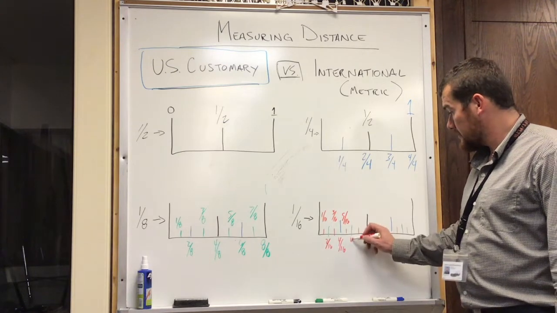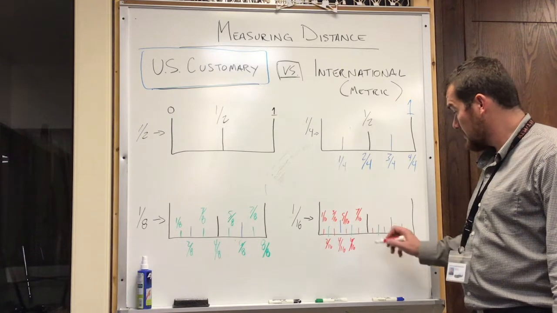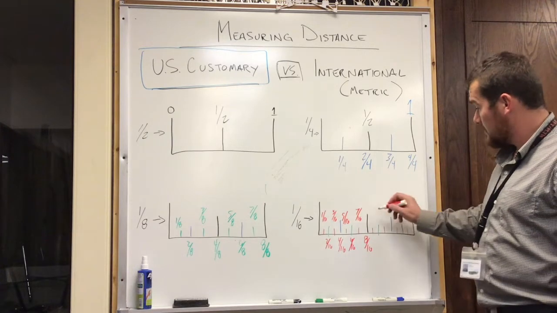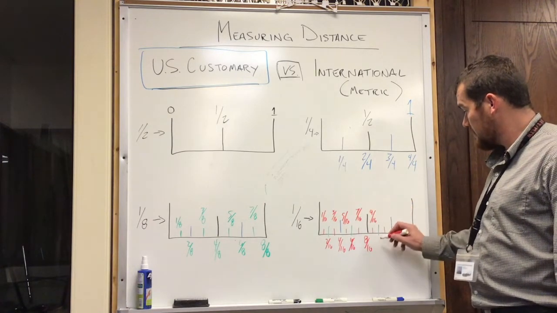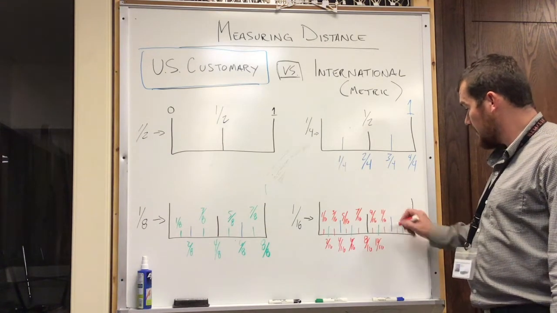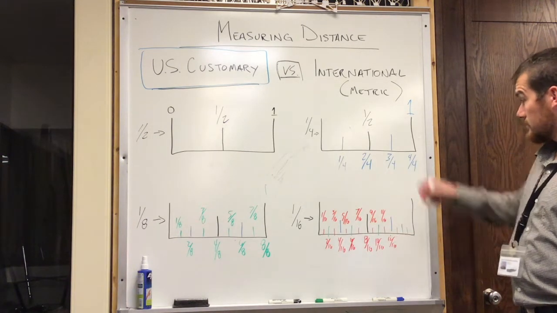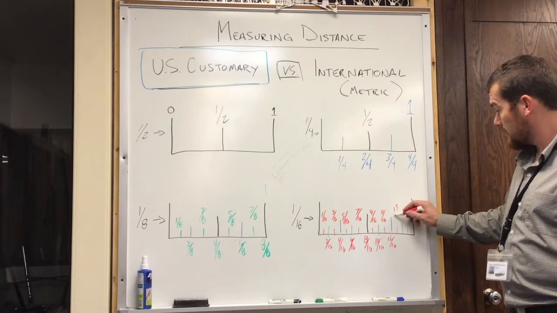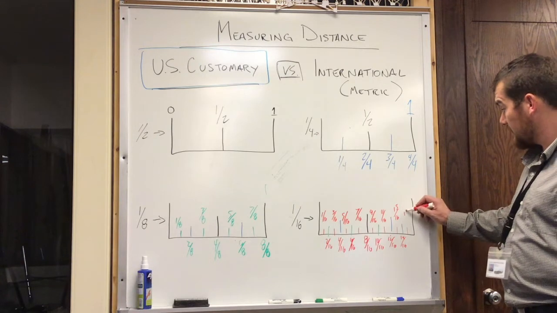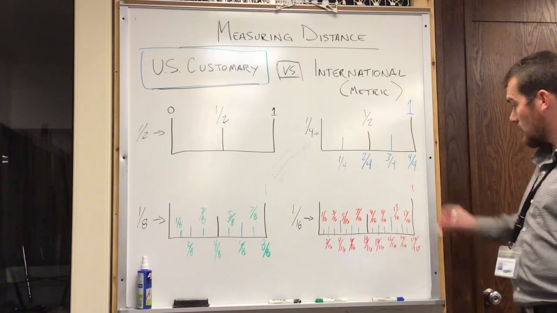5/16, 6/16, 7/16, 8/16. Here's our half again, right? 9/16, 10/16, 11/16, 12/16, which is 3 quarters, 13/16, 14/16, 15/16, and 16/16. So our 1, right?